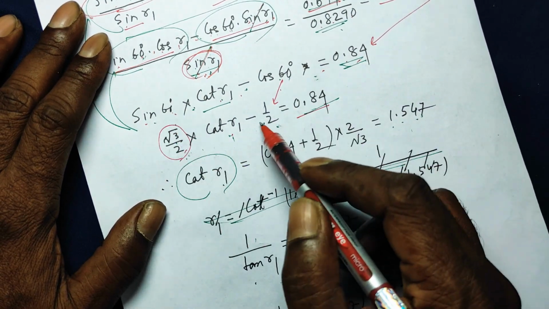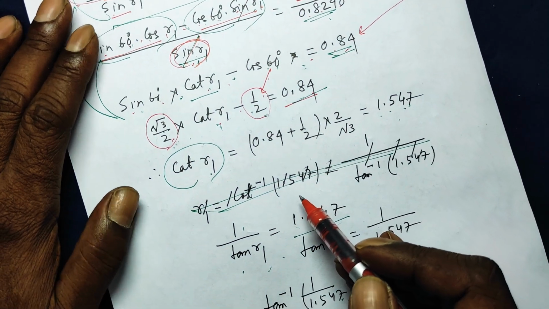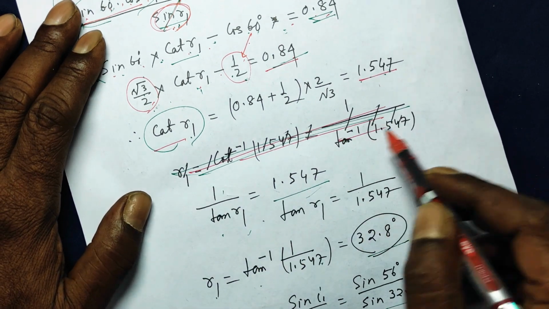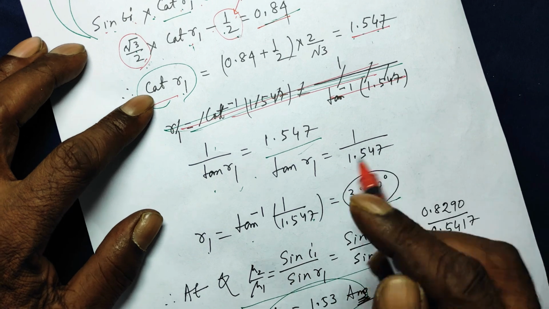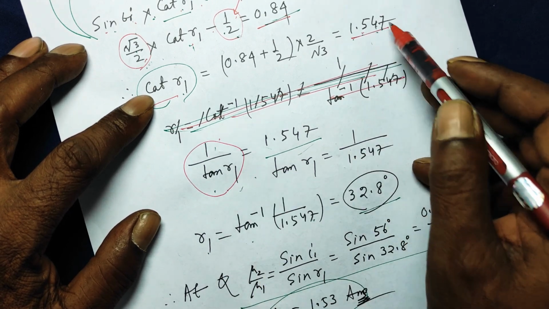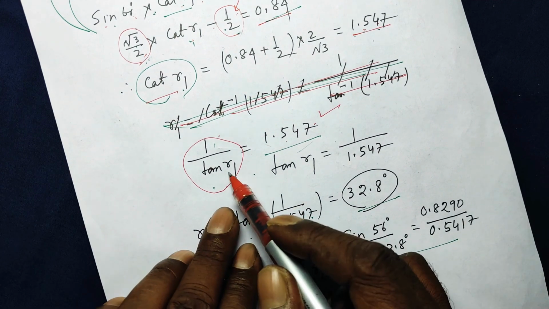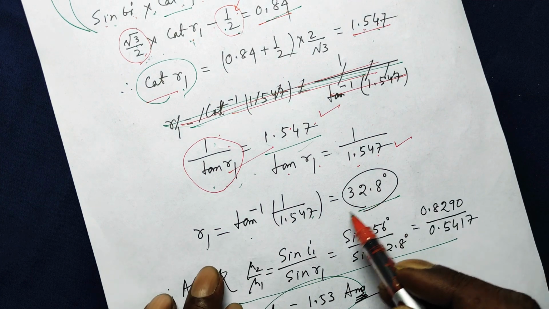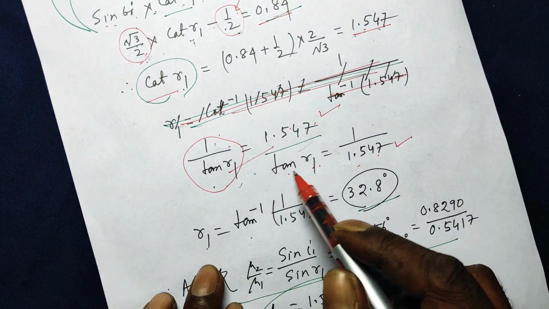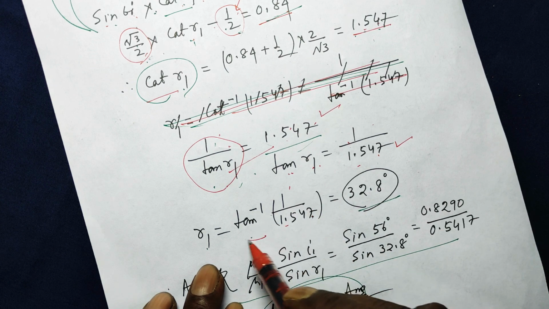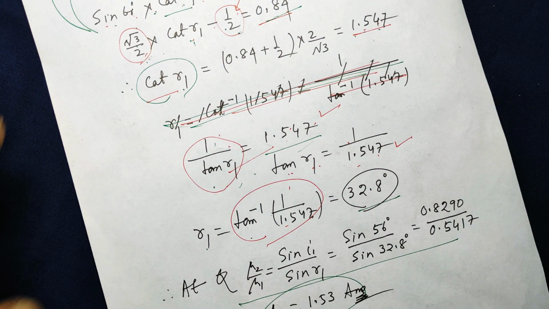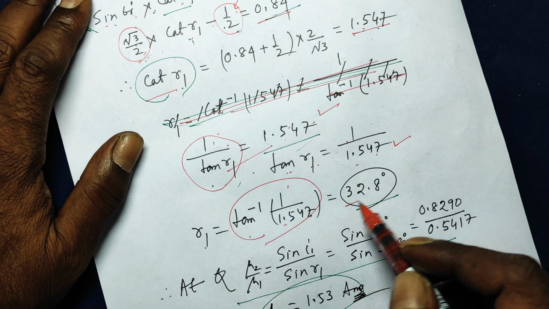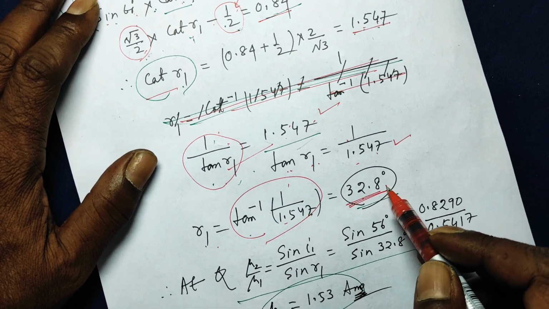Take root 3 by 2 to the right hand side, minus 1 by 2 to the right hand side, and simplify. You get cot R1 is equal to 1.547. So cot R1 can be written as 1 by tan R1, that is 1.547. So by cross multiplying, we get tan R1 is 1 over 1.547. So your R1 will be tan inverse of 1 over 1.547. Put it in a scientific calculator and make sure your scientific calculator is in degree mode, not in radian mode, so that you get the answer in degrees. So R1 is 32.8 degrees.